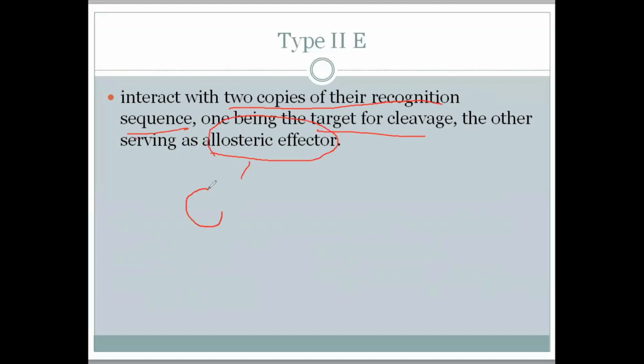Allosteric effector means, for example, I need a substrate of this kind, but I'm having a substrate of this kind. What happens is, this allosteric effector joins somewhere here and changes the site, and then the substrate can easily bind here. That means it binds at one place and the effect can be seen at some other place. This is called an allosteric effector. There are two copies of the recognition sequence: one serves as an allosteric effector, whereas the other is for cleavage. This was about type 2E.